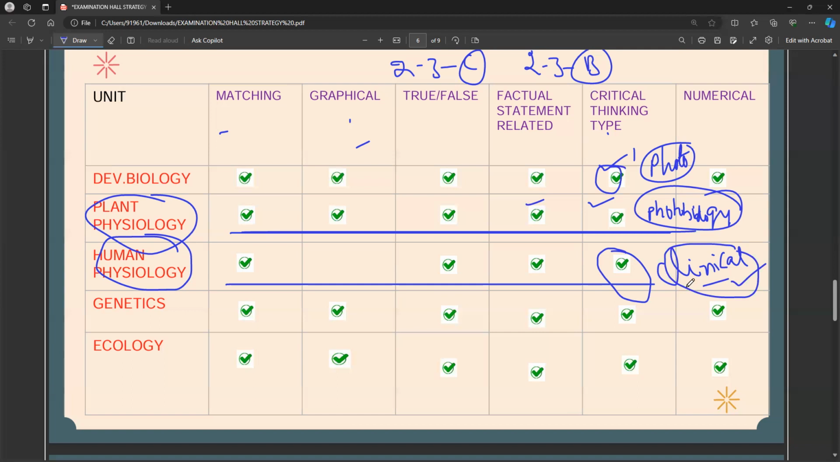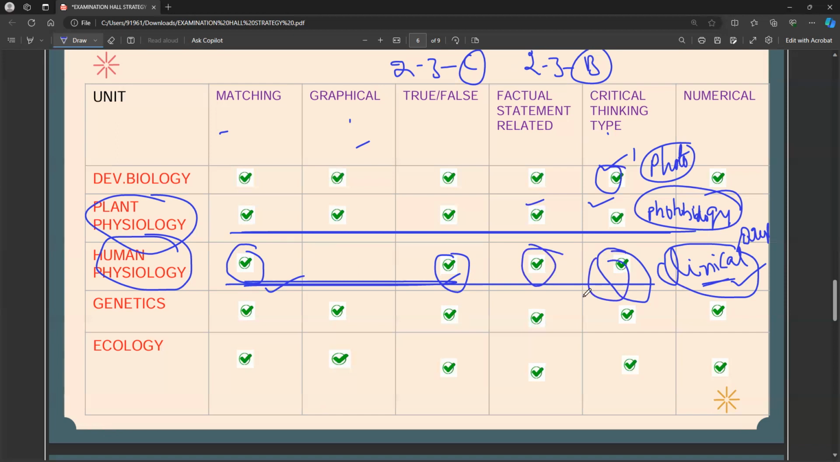You have to understand that most of the questions will relate to the drugs, but if you know the concept, you can easily answer. And one more thing: in human physiology, matching questions and true or false questions are both easy questions. I encourage you to read. Don't leave these two areas: factual statements and critical thinking or clinical studies.